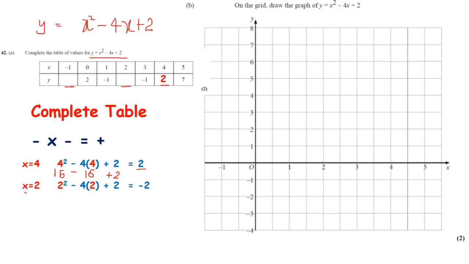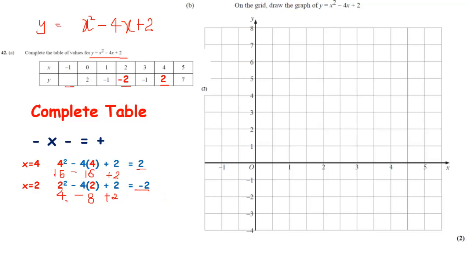If I work out what it is when x is equal to 2: 2 squared, take away 4 times 2, add 2. That's what I've done here. 2 squared is 4. Take away 4 times 2 is 8. Add 2. 4 take away 8 is minus 4. Minus 4 add 2 is minus 2. Take your time with it, right? Do pop these values in as you're working them out and write out your working.